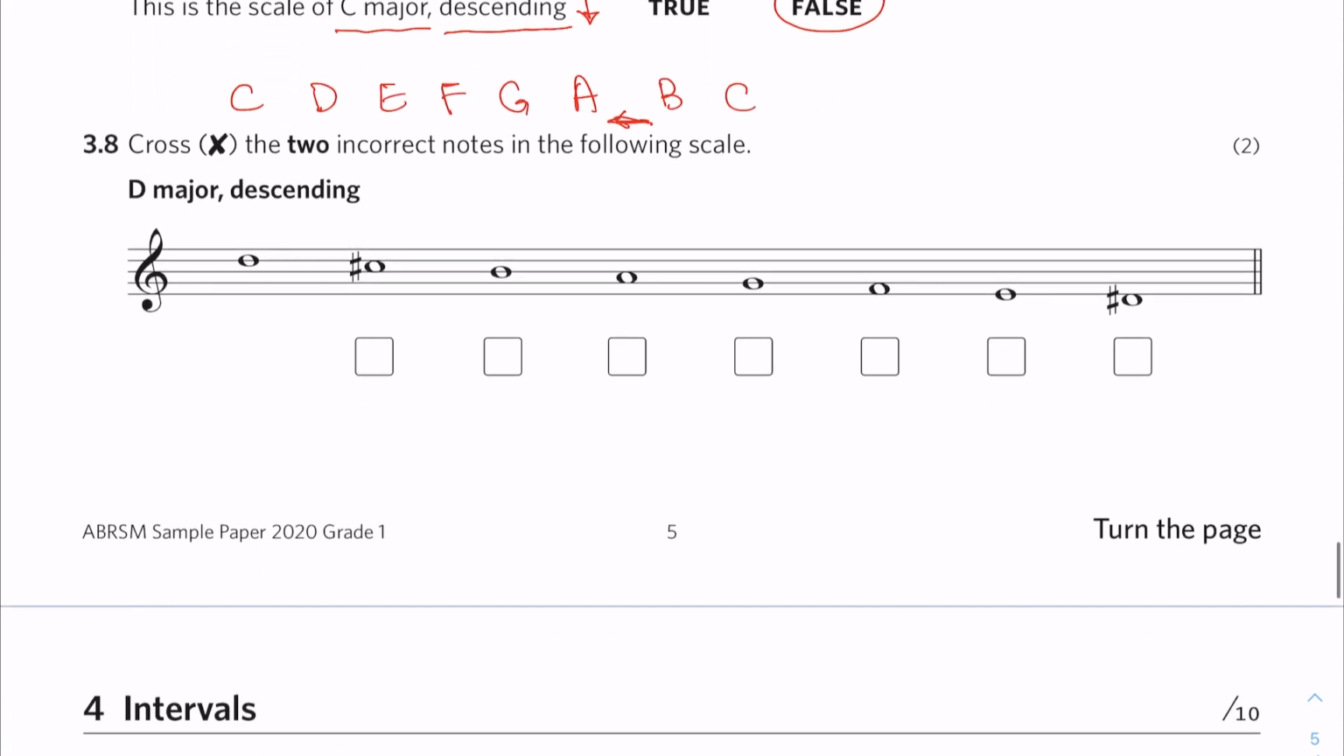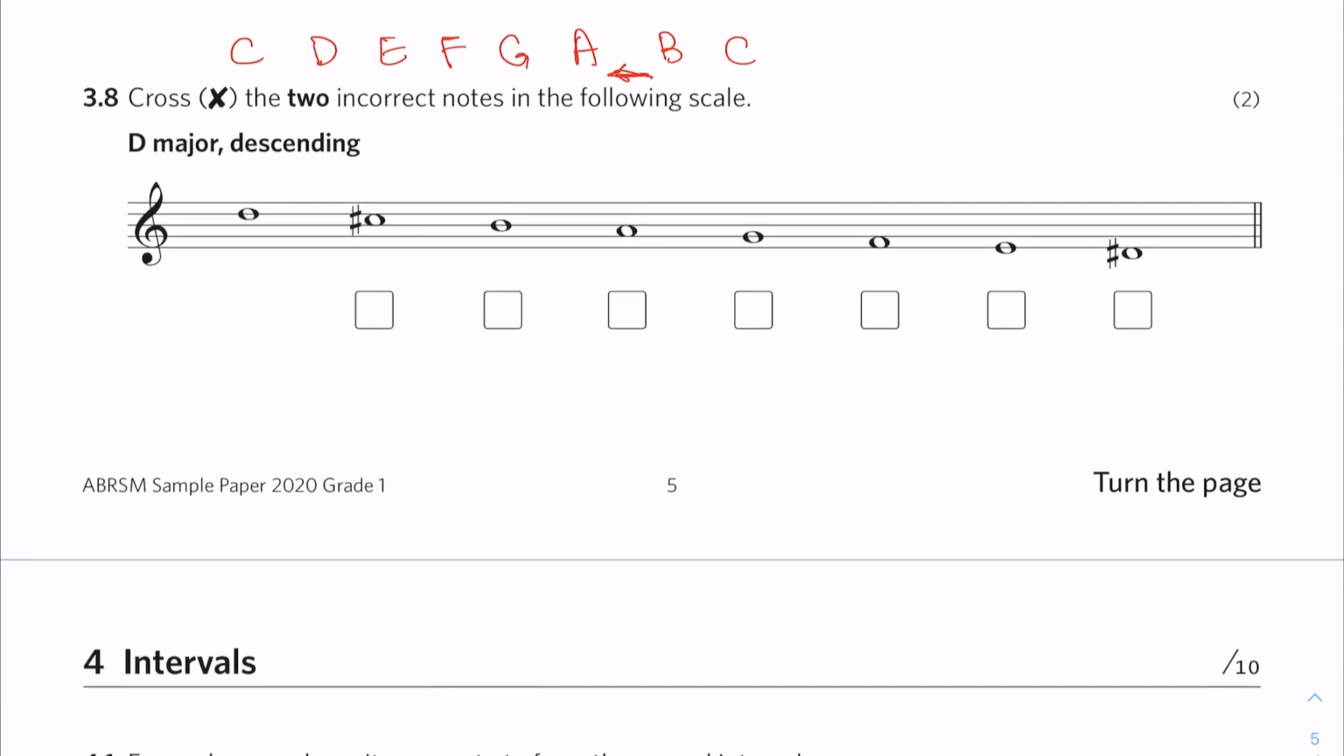Okay, question 3.8. Cross the two incorrect notes in the following scale. This time we have a D major scale descending, which means going down. So let's check. We are in treble clef. So every good boy deserves D. Okay, so here we can add another D, and then we can just go down from D. D, C sharp, then B, A, G, F, E, and D sharp.